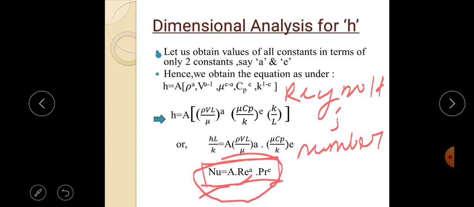Another method of dimensional analysis is the Buckingham Pi method, which I have discussed earlier also. That method is much better than this one which I have used, Rayleigh's method. So this is all about dimensional analysis.